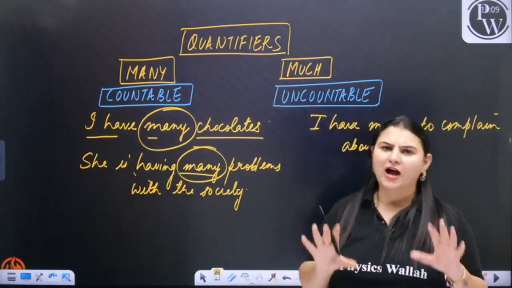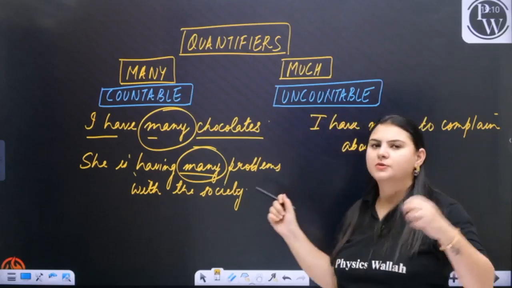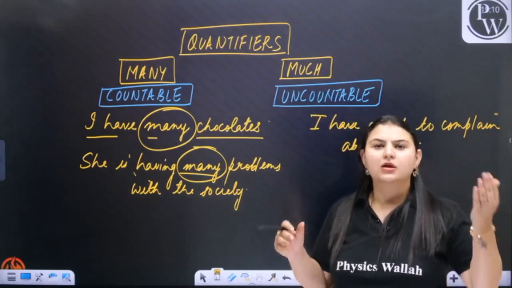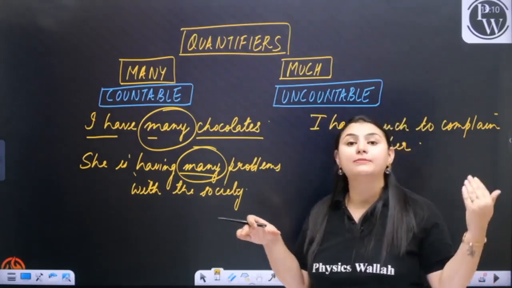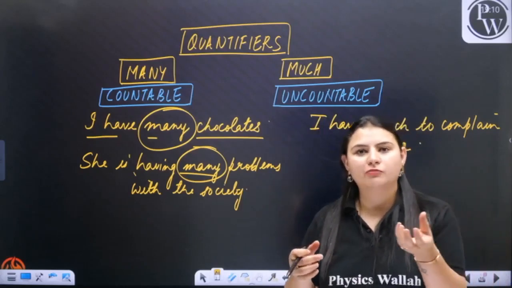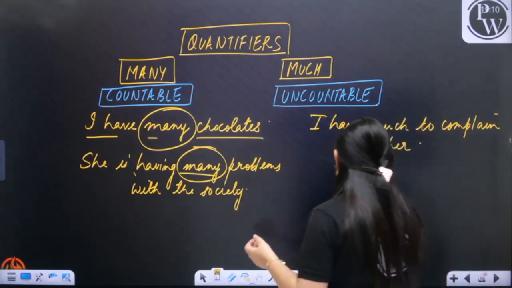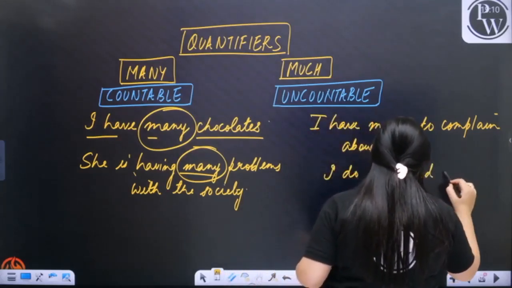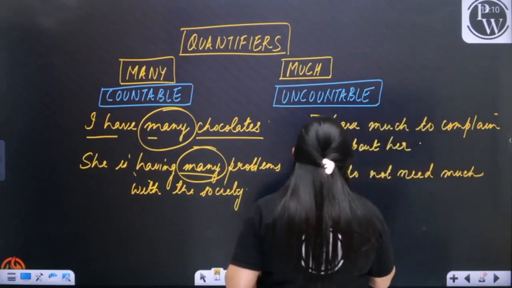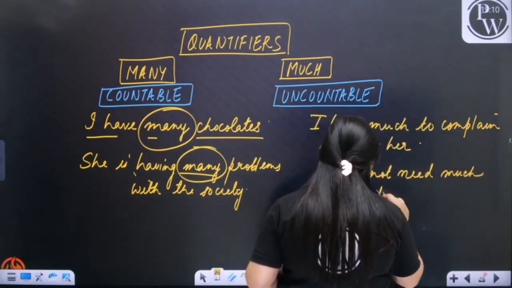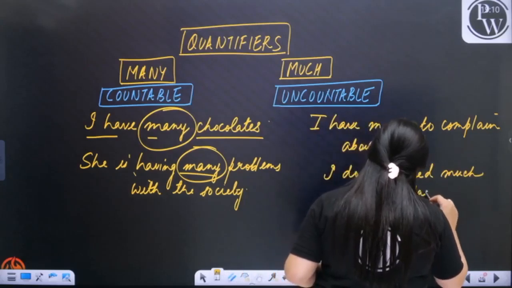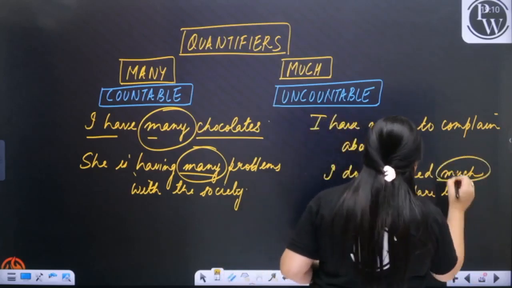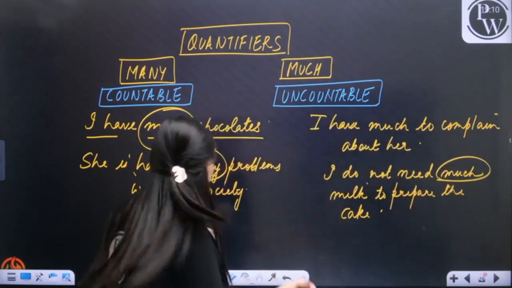Now, you have been learning about countables and uncountables since childhood. You have been learning that milk cannot be counted. Milk is something that can only be measured. It cannot be counted. I do not need much milk to prepare the cake.